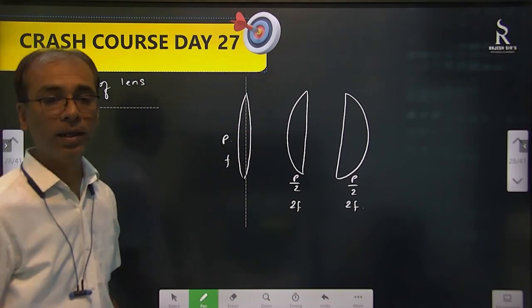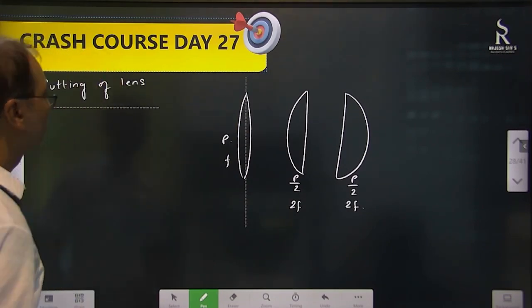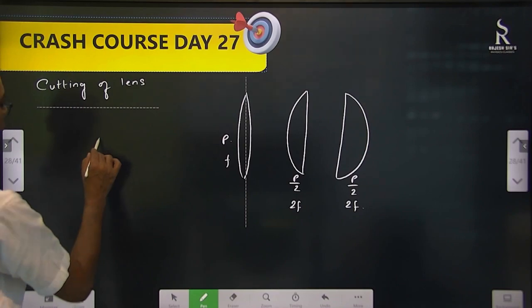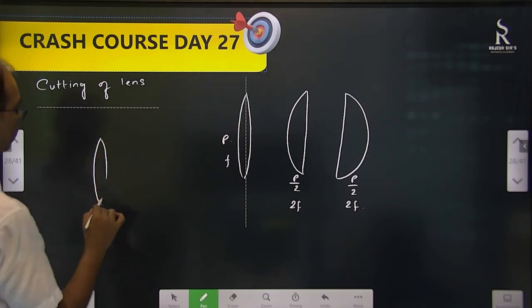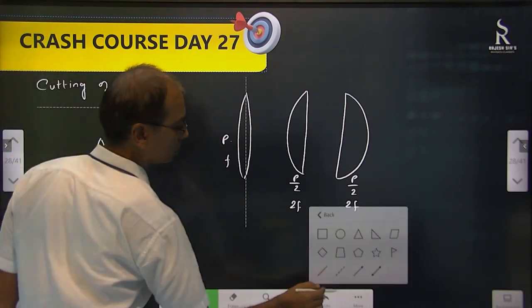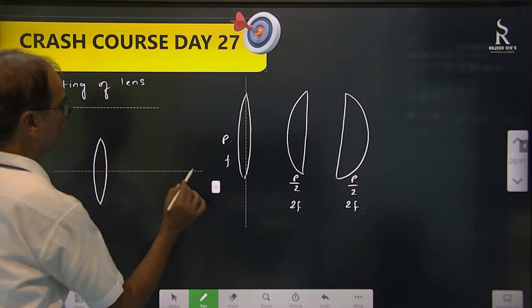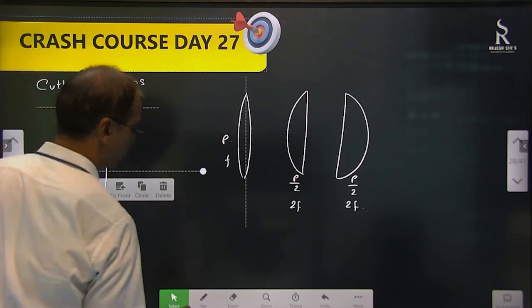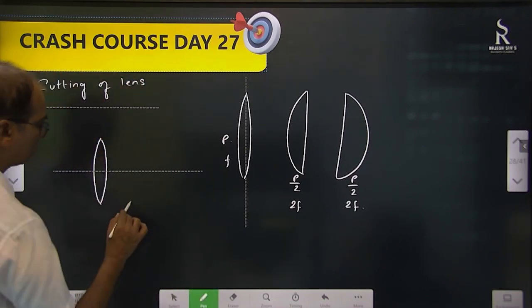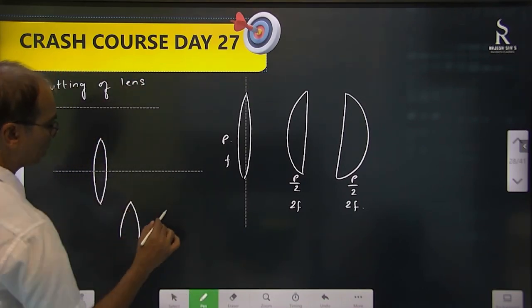Okay, focal length has doubled. Another way we can cut is from the middle, like this. So what will you get after that? We'll again get two lenses. One is this, another one is this.